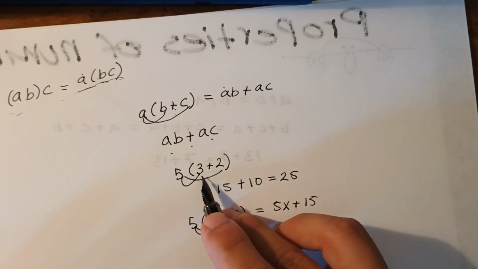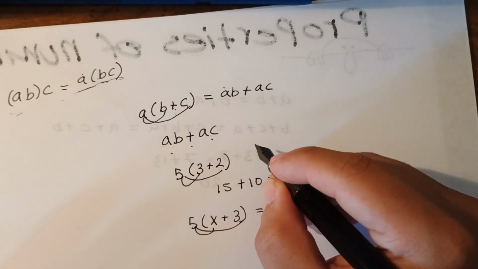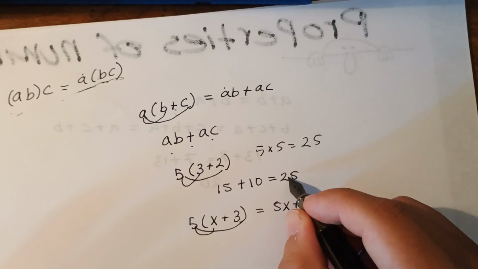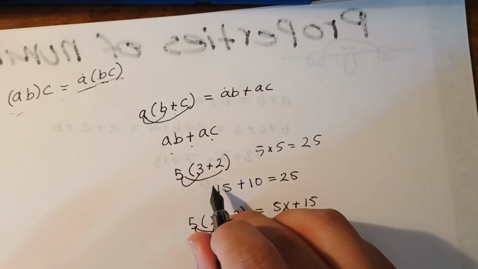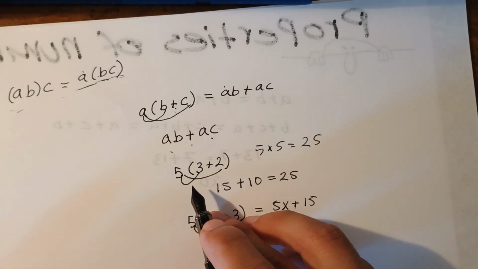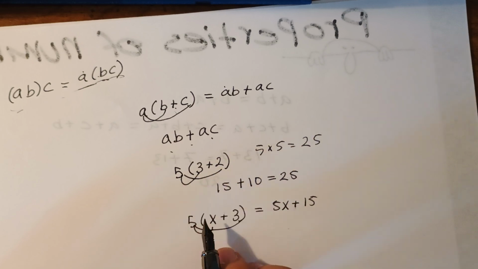If we do what's inside the parentheses first, 3 plus 2 is 5 times 5. So 5 times 5 is just 25. And you can see it's the same answer. I just did it a little longer. But that's the distributive property of multiplication over addition, which just means we're multiplying over something that's being added, something like this.